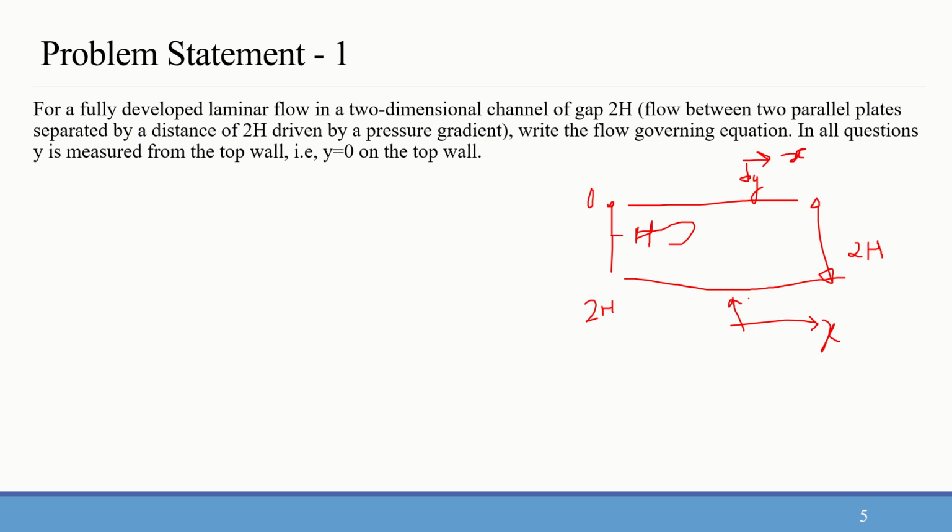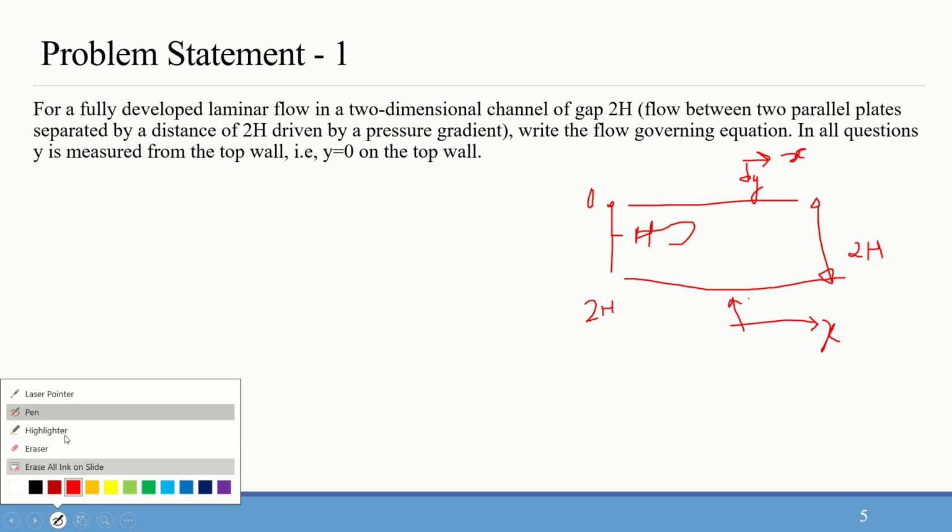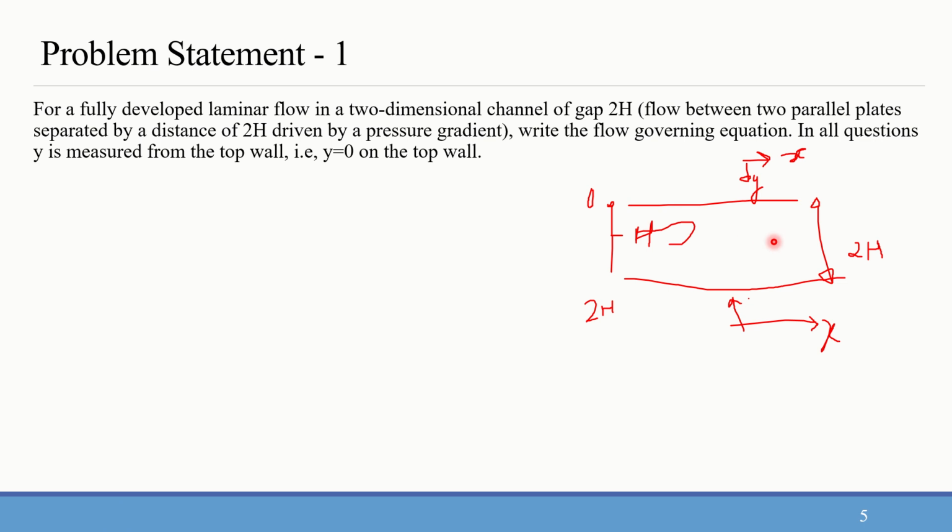u is a function of y. u is varying with respect to height, but u is not varying in the x direction. So u is varying in the y direction, so our basic understanding will be that the flow is between two parallel plates and it is driven by a pressure gradient. So what will be the flow velocity at the top and bottom walls? At the top and bottom wall, it would be 0.